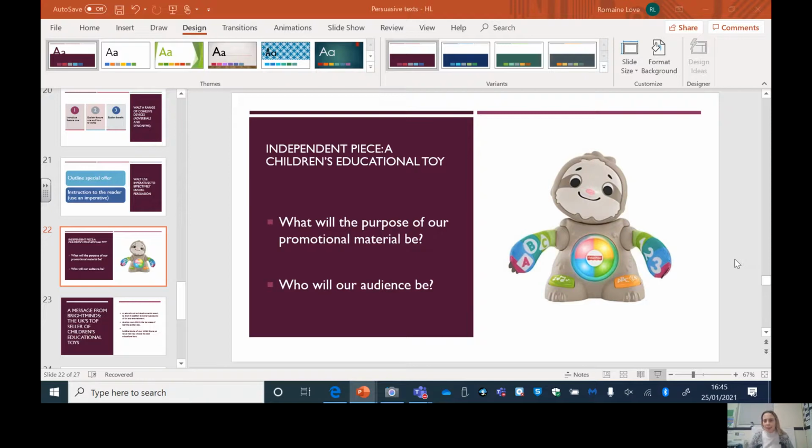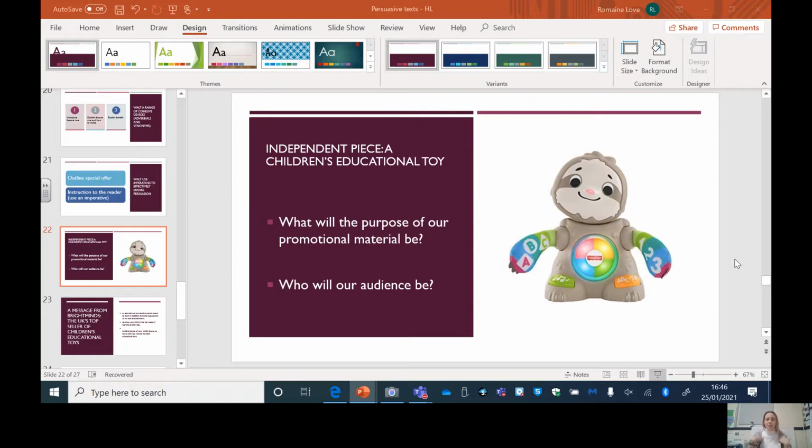Now, from looking at the picture, you can probably see or infer just what our product's purpose is going to be. There you can see a bear with alphabet and counters and numbers written on his arms. So that's probably got you thinking it's something to do with children's learning. Well, if that's what you thought, then you're correct, because this week we are going to be focusing on planning and writing a persuasive advert for a children's educational toy.